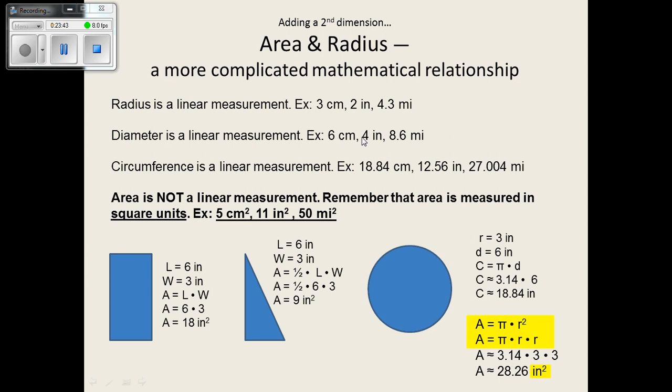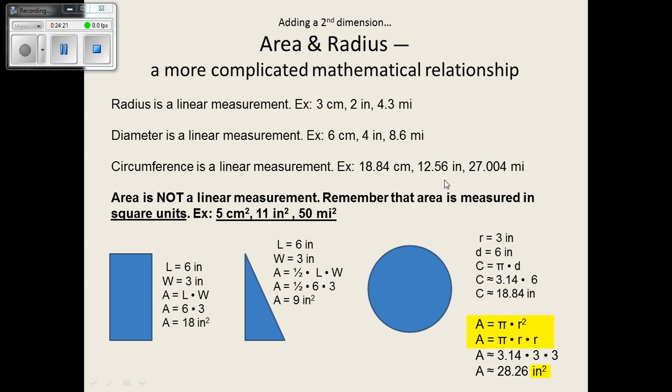Examples: 6 centimeters, 4 inches, 8 and 6/10 miles. Circumference is also a linear measurement because if we took a string around the circle and then snipped it, we could straighten that string out and measure it as a straight line. That car that's going to drive around the outside edge will feel like it's driving a straight line. The distance is linear. So examples are 18 and 84 hundredths of a centimeter, 12 and 56 hundredths of an inch, 27 and 4 thousandths of a mile.